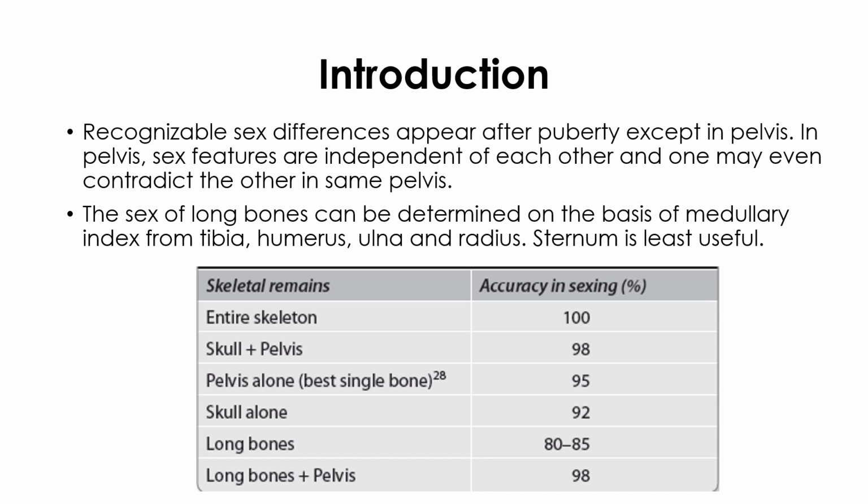Then coming to accuracy in sexing, considering the various skeletal remains, if we get the entire skeleton then 100% determination of sex can be done. That is very obvious. If we are getting only the skull and pelvis, at that time we can determine only 98%. Then the pelvis alone is the best single bone to identify it, but it is not a single bone, it's a combination of bones.